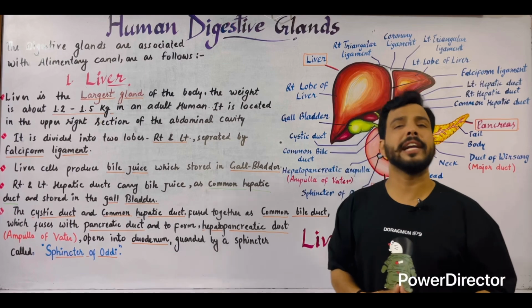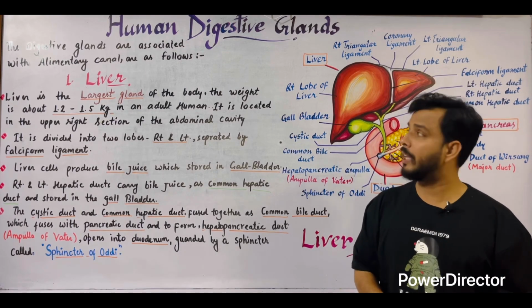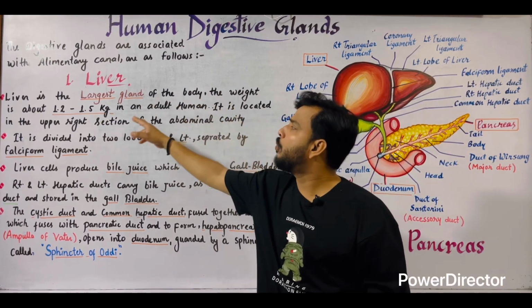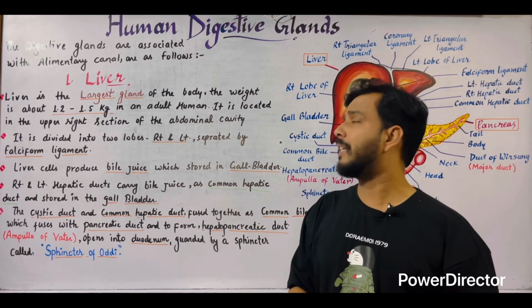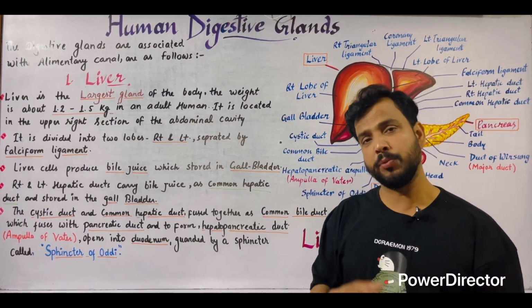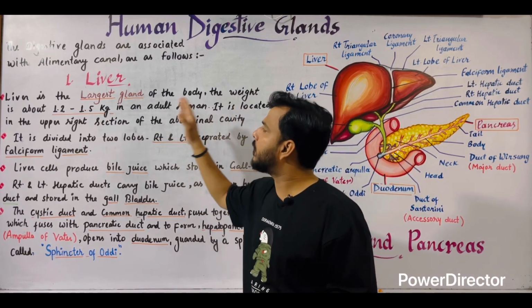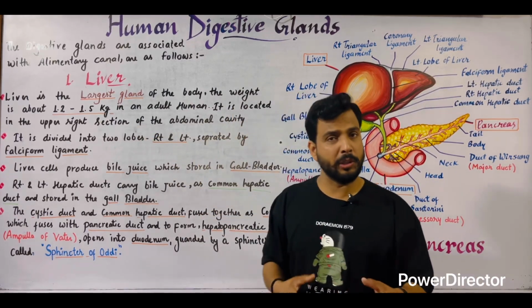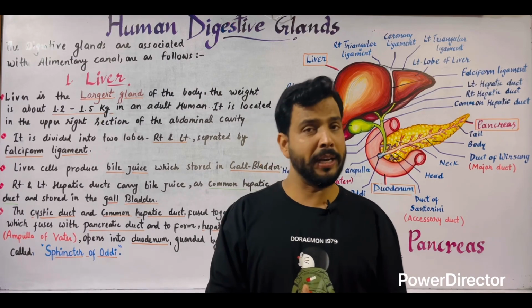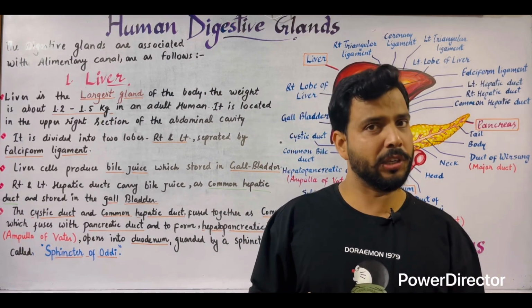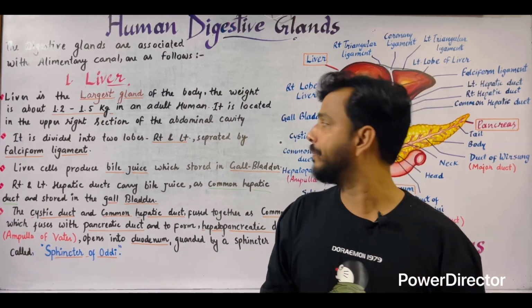Liver is the largest gland, or the largest organ, in the human body. The weight is about 1.2 to 1.5 kg in an adult man. It is located at the upper right section of the abdominal cavity. As I told you before, it is located inside the abdominal cavity, in the upper right section, where the liver is situated.